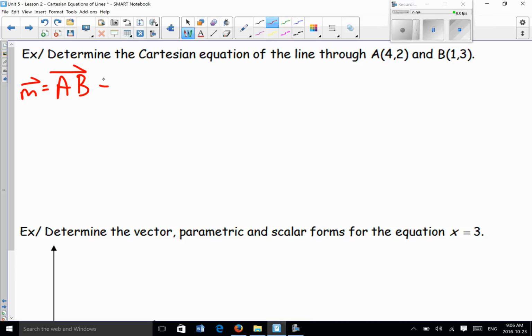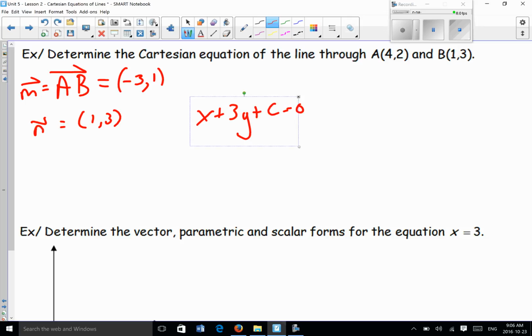AB will be 1 minus 4, which is -3, and 3 minus 2 is 1. So we know our Cartesian has the perpendicular. So 1, 3. We got x plus 3y plus c makes 0. Your choice which point you want to use. I'm going to use B because it's a small number.